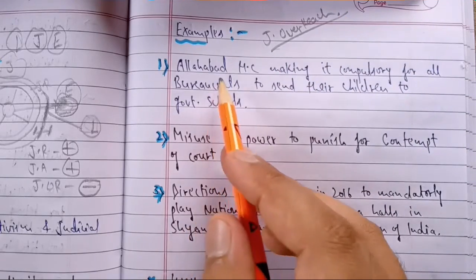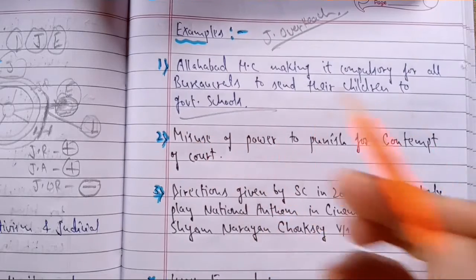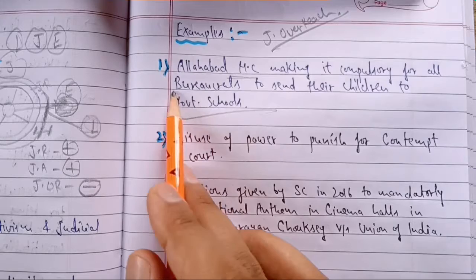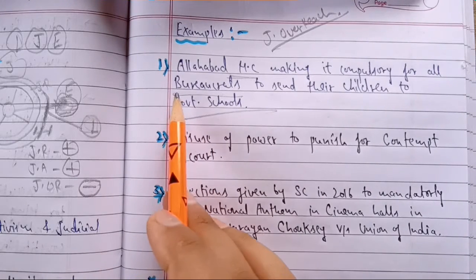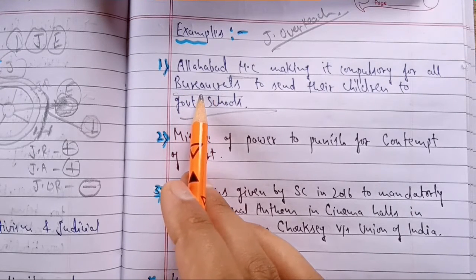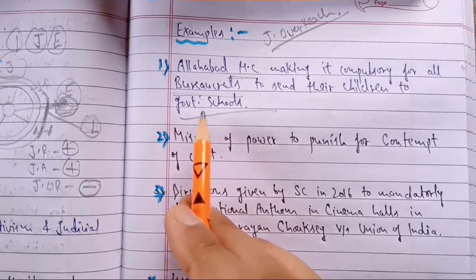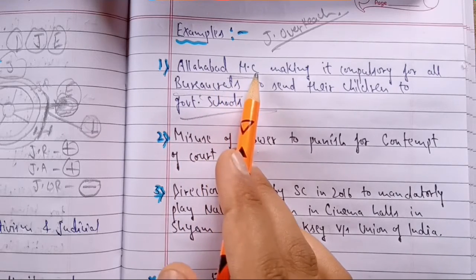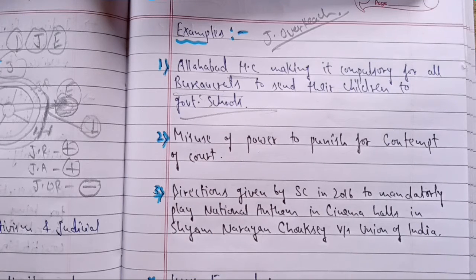Okay. First, the Allahabad High Court making it compulsory for all bureaucrats to send their children to government school. So how does it work? This High Court of Allahabad has made it compulsory for the bureaucrats. We have already read about the bureaucrats when we were reading about the executive. They are the government employees who work for the executive, and they are the permanent employees, and they help the government to execute the plans and policies for the welfare of the state. So it was made compulsory for all the bureaucrats of Allahabad through the Allahabad High Court that their children should study in government school. So this is actually called judicial overreach.